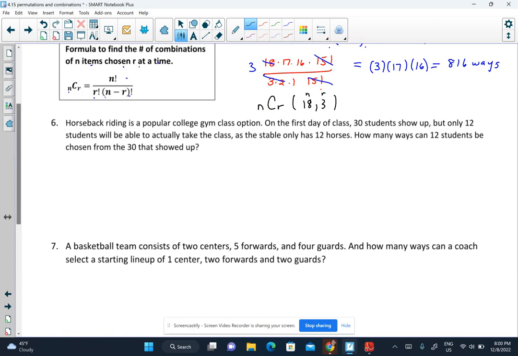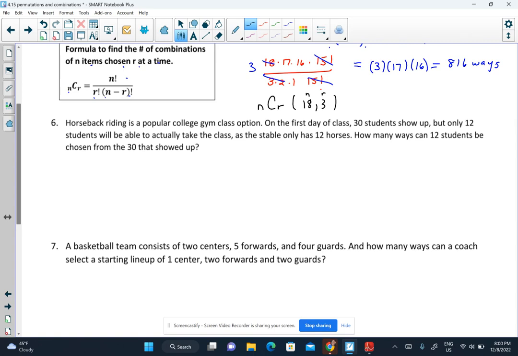Just a couple more problems. Number 6: horseback riding is a popular college class option. On the first day of class, 30 students show up, but only 12 students will be able to actually take the class, so we have to choose. The stable only has 12 horses. How many ways can 12 students be chosen from the 30 that showed up?